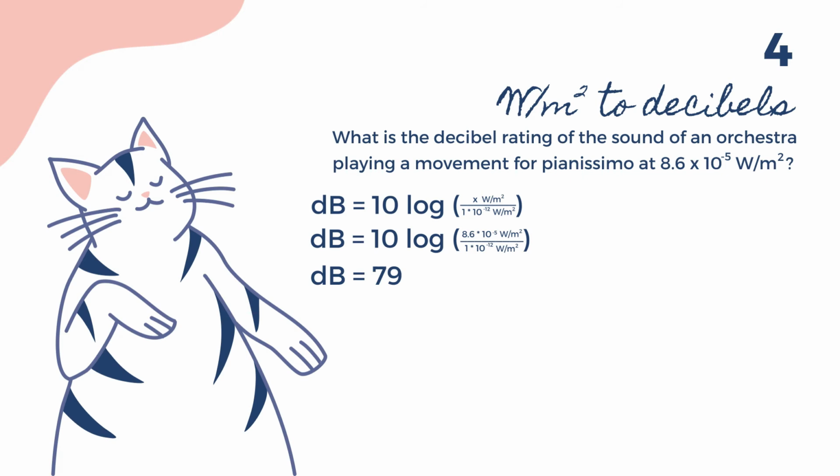We're going to use the formula decibel is equal to 10 log of the given watts per meter squared over 1 times 10 raised to negative 12 watts per meter squared. We're going to substitute the values that we have. So we have 10 log of 8.6 times 10 raised to negative 5 watts per meter squared over 1 times 10 raised to negative 12 watts per meter squared. If we evaluate the problem, we will get the decibel is equal to 79.